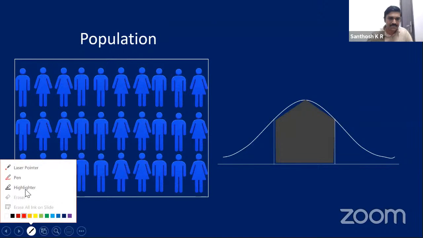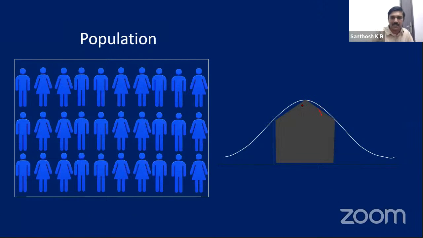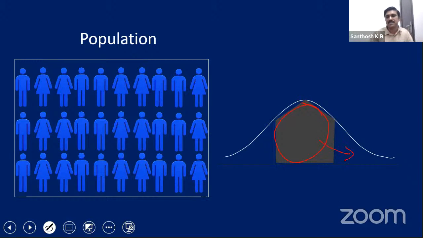Just a minute. Take the pen. Majority of the people will come towards this position, and the minority will go towards the sides. Imagine this is 100. Majority of the people will have 100 as their IQ, and this is 80, and this is 120. So what does that mean? Mean is 100 and standard deviation is 20. So 100 plus 20 is towards the right, 100 minus 20 is towards the left. Standard deviation is 20, mean is 100.